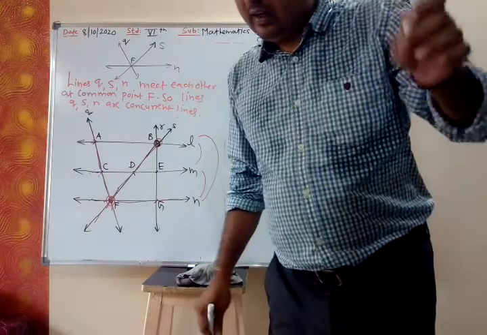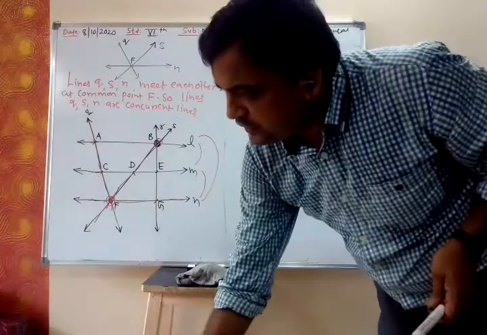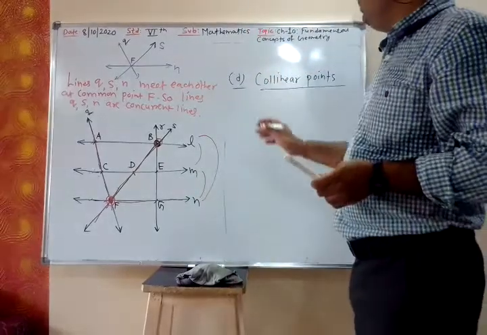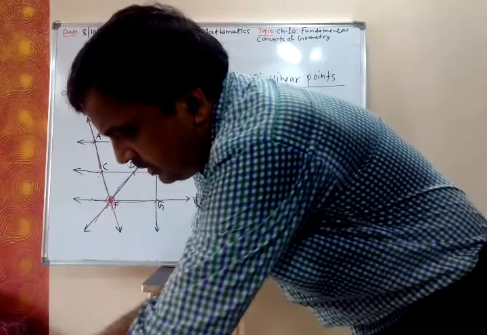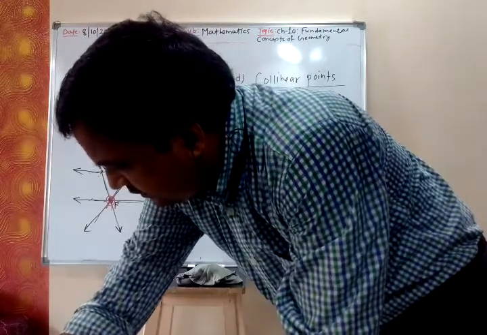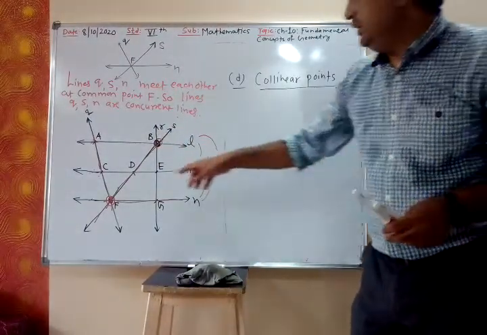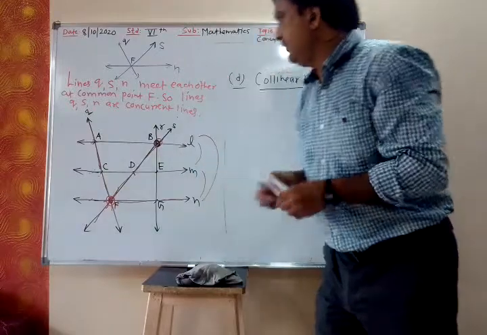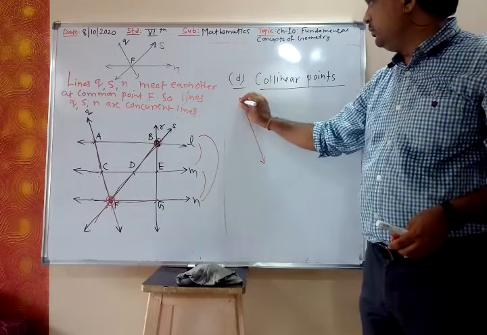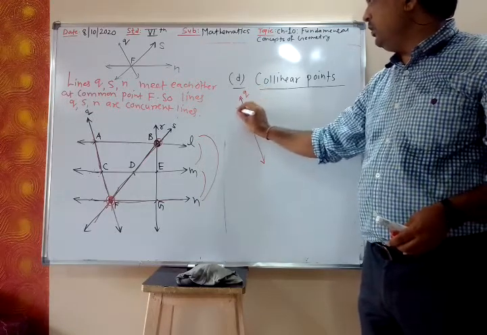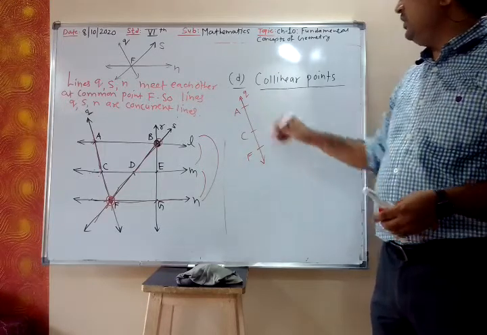Write this. Collinear points. Now we have to identify collinear points. Collinear points means all the points lie on the same line. So first you have to identify the collinear points. If you see the points A, C, F on line Q, all three points A, C, F are on the line Q.